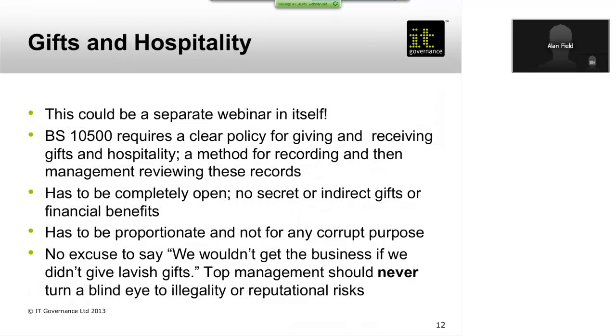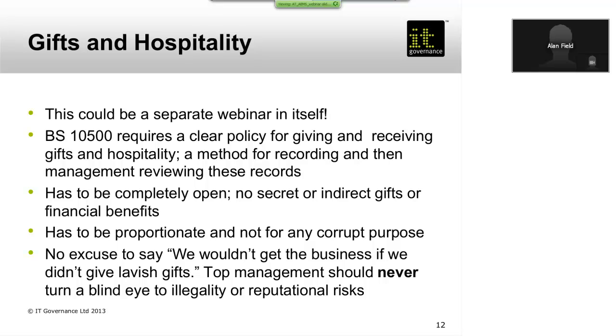Gifts and hospitality. Now, this could be a separate webinar in itself. It was one of the most controversial aspects of the Bribery Act when it was first enforced. In simple terms, there needs to be a clear policy for giving and receiving gifts and hospitality. There has to be a method for recording it, and then there needs to be an agreed process for management reviewing these records.